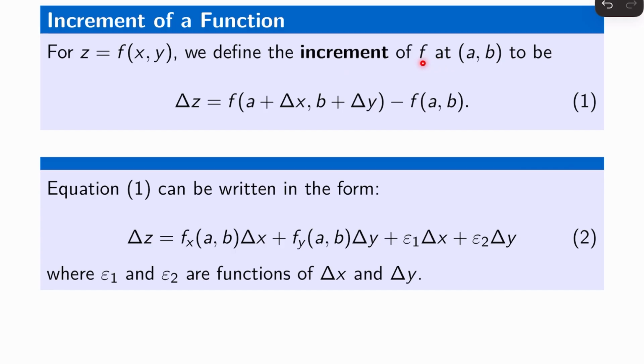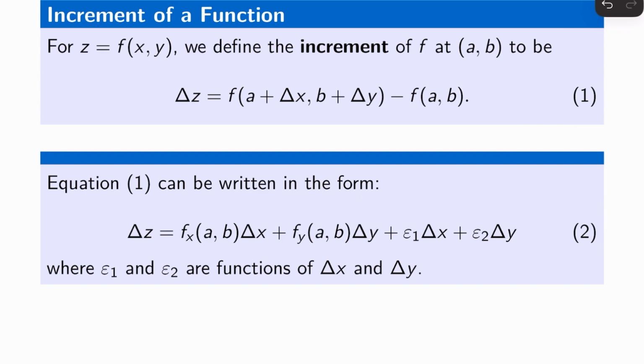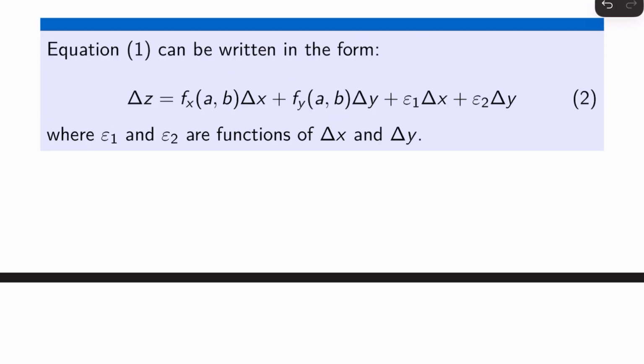To find the increment of f at (a, b), we just need to add small quantities delta x and delta y to the original function. Then we subtract f of (a, b) from our resulting new function. We can rewrite equation 1 in the form delta z equals the partial of f with respect to x at (a, b) times delta x, plus the partial of f with respect to y at (a, b) times delta y, plus epsilon 1 delta x plus epsilon 2 delta y, where epsilon 1 and epsilon 2 are functions of delta x and delta y respectively. Example 1.